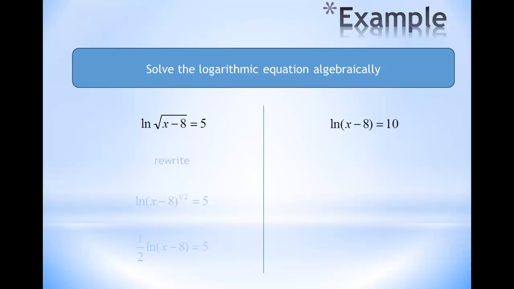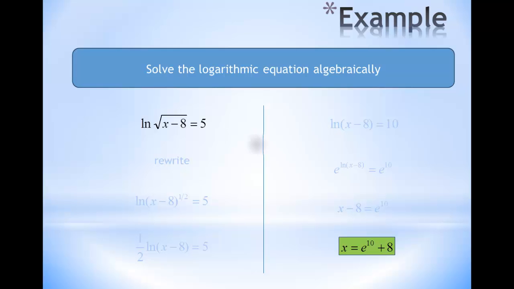Now, at this point, the inverse of taking the ln is exponential. So I'm going to raise both sides to the e power. So I get e to the ln of x minus 8 is equal to e to the 10. Now remember, these two are inverses of each other. Okay? So all I'm left with on the left-hand side is x minus 8. So I have x minus 8 is equal to e to the 10th power. I can bring that over and I get e to the 10th plus 8. It's a big number. Okay?